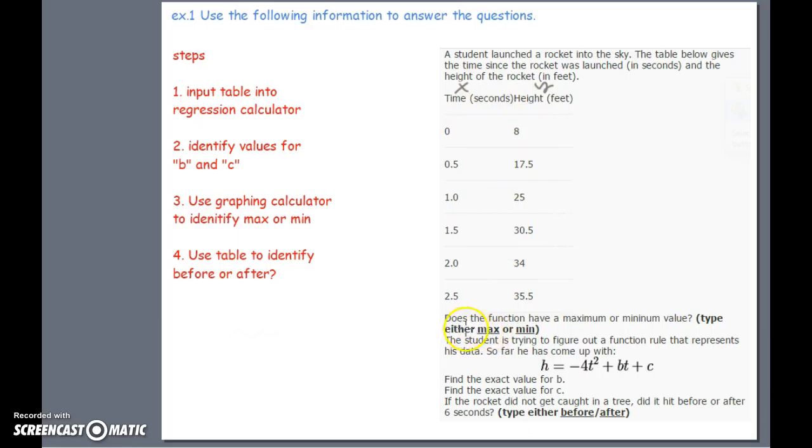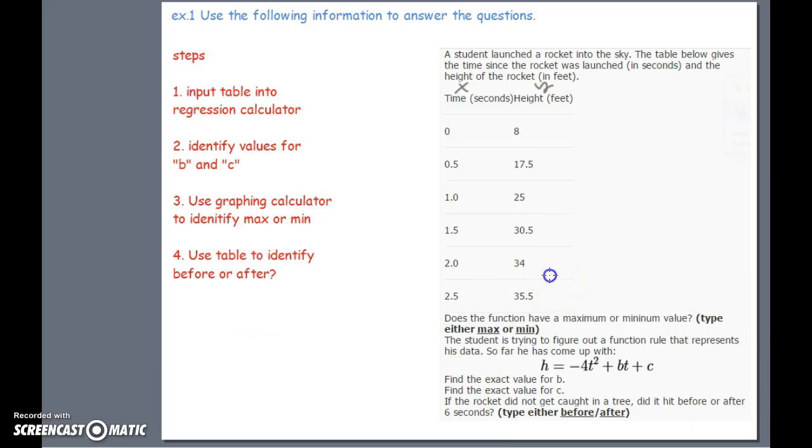And we've got to figure out, does the function have a maximum or a minimum value? Then we've got to figure out what the b value is for the quadratic. The student is trying to fill in the function rule, and so far he's come up with the coefficient in front of the squared term, which you can already see is a negative, so you're probably thinking, okay, it's got to be a maximum because it's opening down. Then we'll find the c value, and then we'll answer this last question. If the rocket did not get caught in the tree, did it hit the ground before or after 6 seconds?